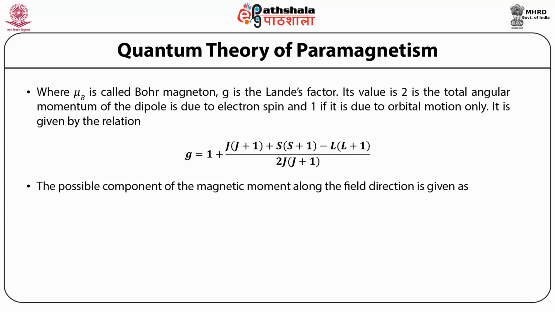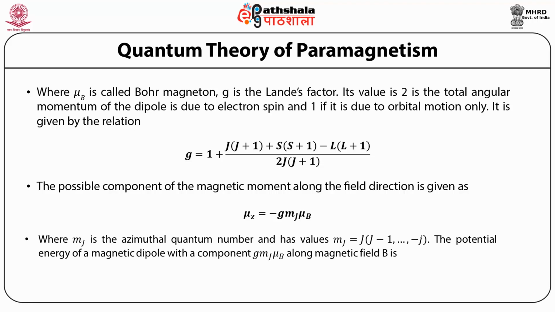The possible component of the magnetic moment along the field direction is given as mu z equal to minus g mJ mu B, where mJ is the azimuthal quantum number and has values mJ equal to J, J minus 1, and so on, up to minus J. So the potential energy of a magnetic dipole with component g mJ mu B along magnetic field B is given as U equal to g mJ mu B into B.